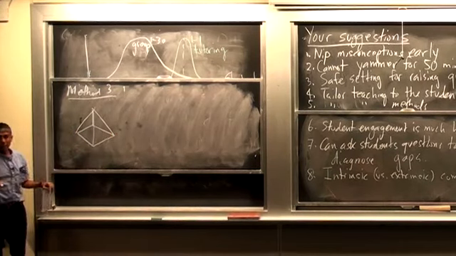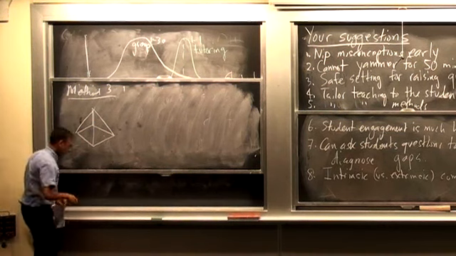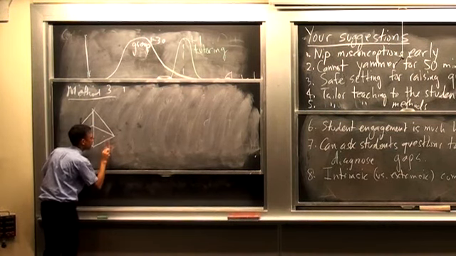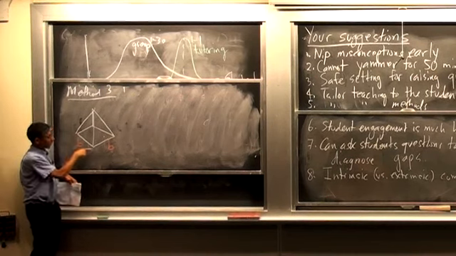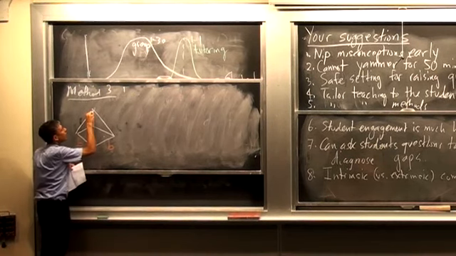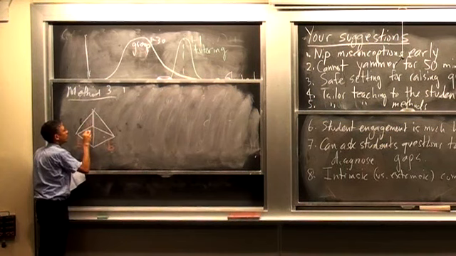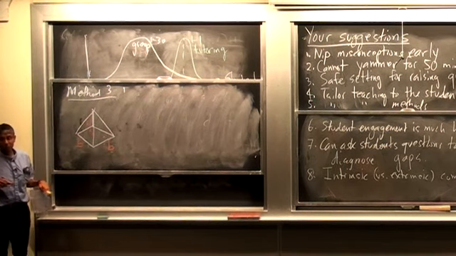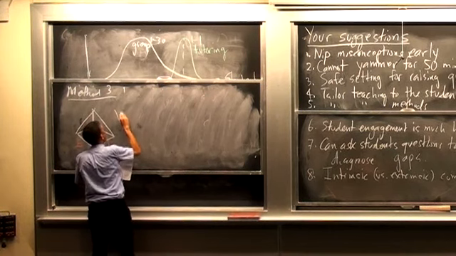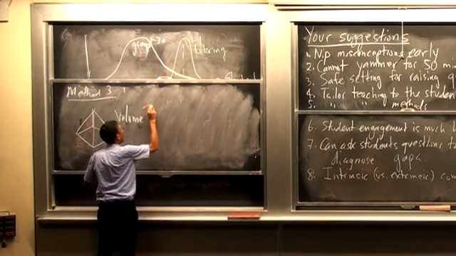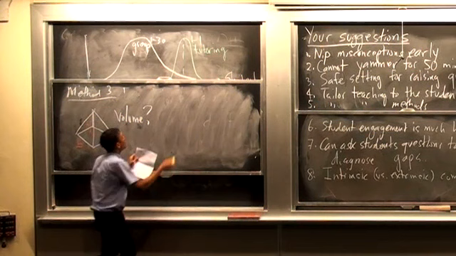Here is a pyramid with a square base. And it's B by B. The length of one side of the base is B. And the height, the perpendicular height of the pyramid, is H. Okay, so what's the volume?